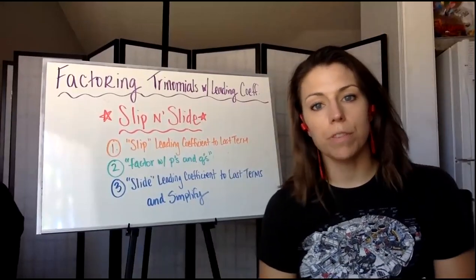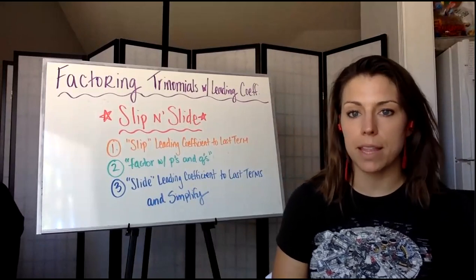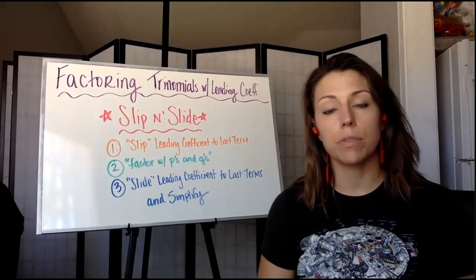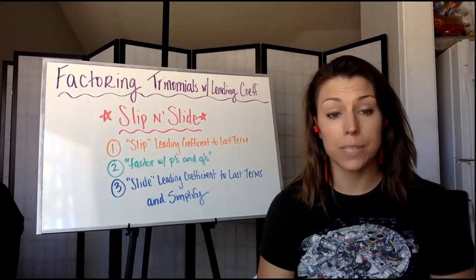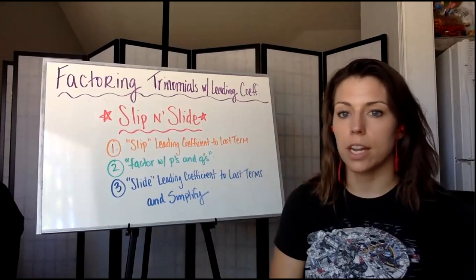Welcome back. In this quick review video, we will be factoring trinomials with a leading coefficient using the slip and slide method. So the slip and slide method is one of three possible methods that you can use in this case. Again, this is a trinomial where the leading coefficient is not 1, there's actually a number there.